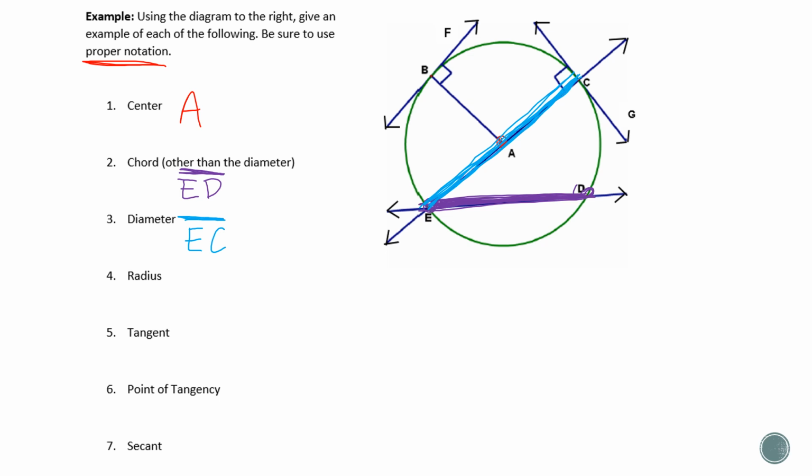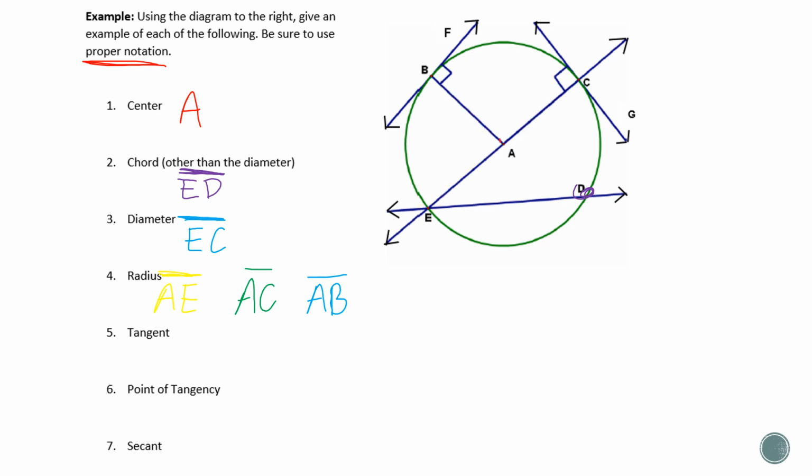Now, radius, we have a few options. A radius just goes from the center to the edge of the circle. So we have our center point A. So we could go from A to E. That's acceptable. Again, with our symbol. We could go from A to C. Or we could go from A to B. All three of those are considered a radius, so any of those would be acceptable.